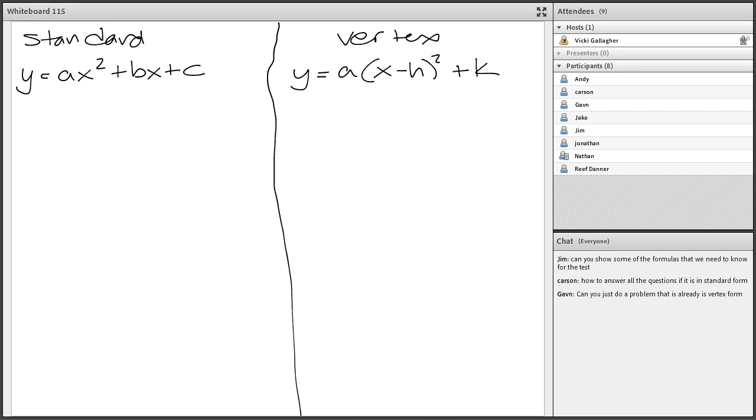I do want to point out that the letters are different with the exception of the letter A. The letter A in both equations is the same, with the same concepts. For both problems, when A is positive, that means it opens up and has a minimum. And for your range, you will write y is greater than or equal to. When A is negative, it opens down and has a maximum.